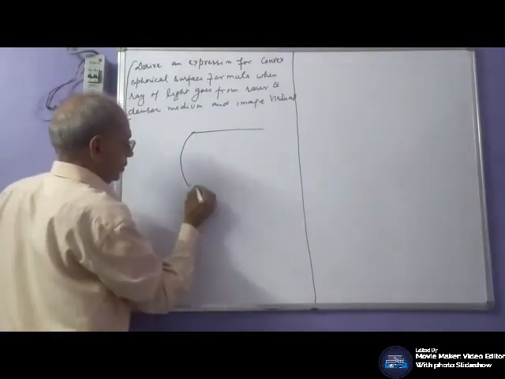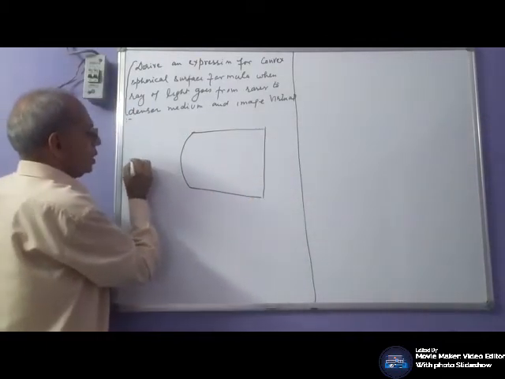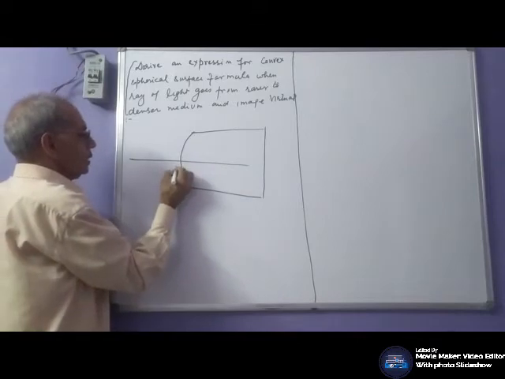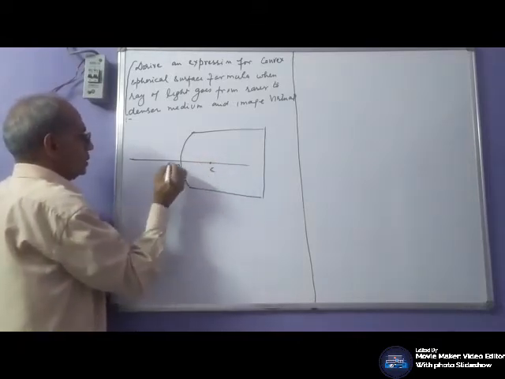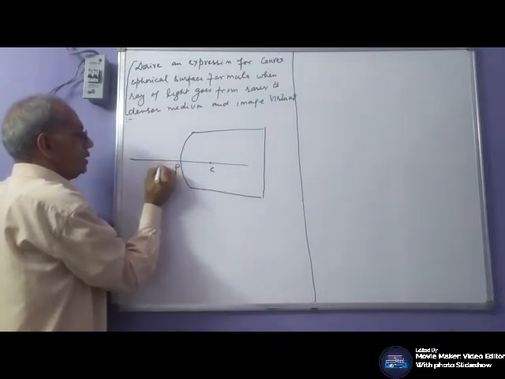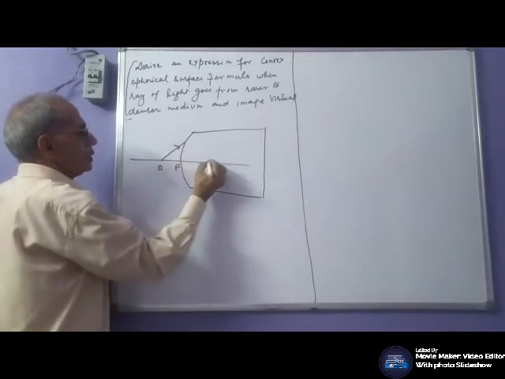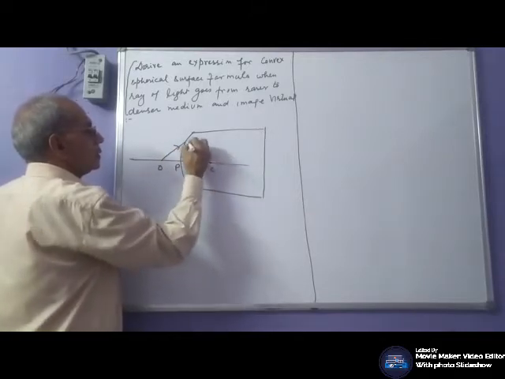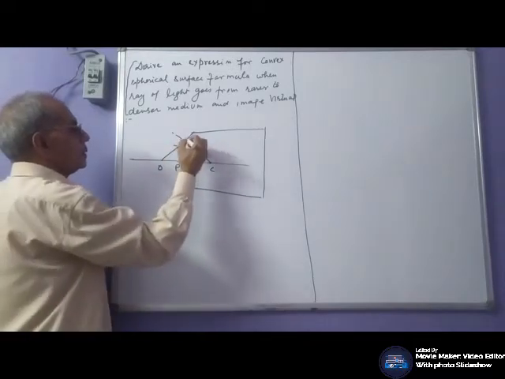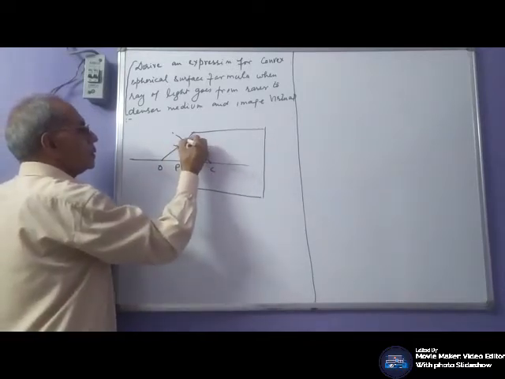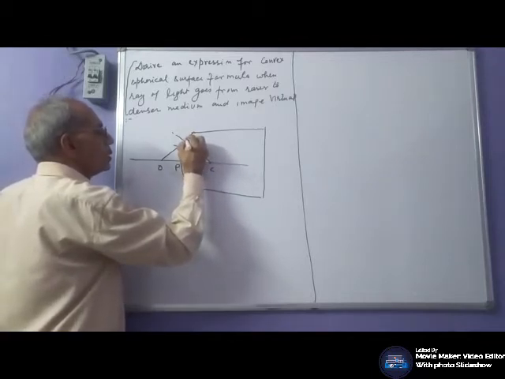Again, convex spherical surface. This is the principal axis, pole. This is C. Take the object very near. This is the incident ray. This is the normal. Instead of towards, it bends away from the normal.